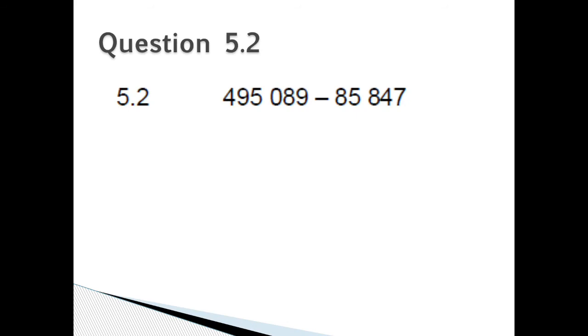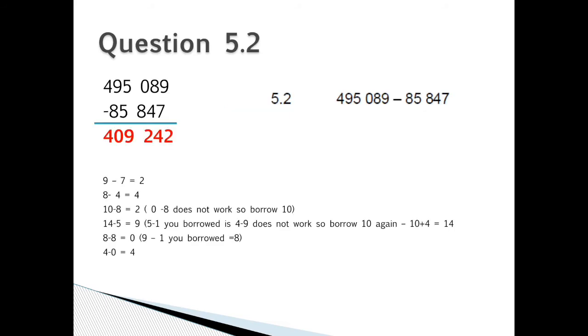495,089 minus 85,847. The correct answer is 409,242. So 9 minus 7 is 2. 8 minus 4 is 4. 0 minus 8 does not work, so you borrow 10. 10 minus 8 is 2.